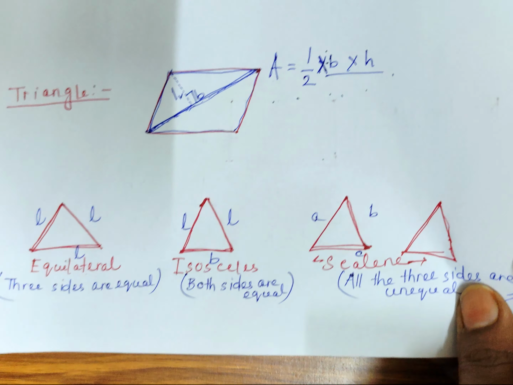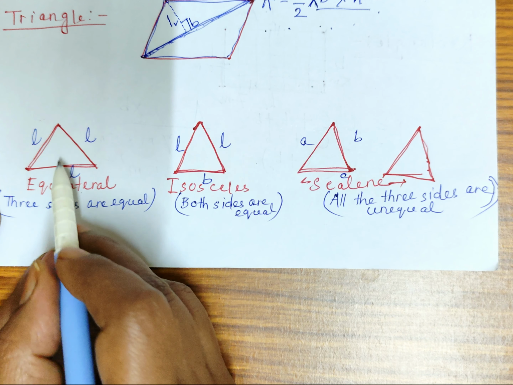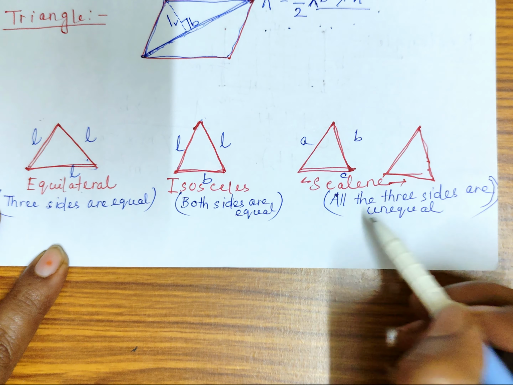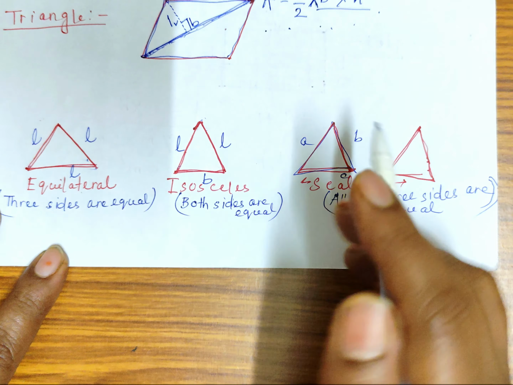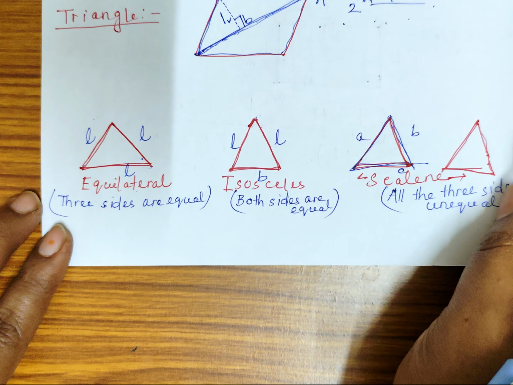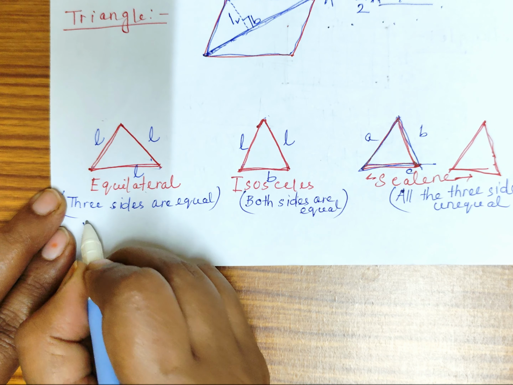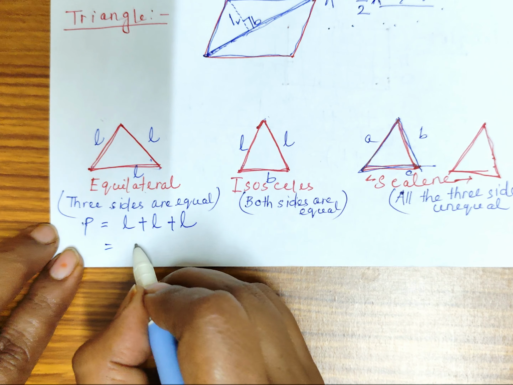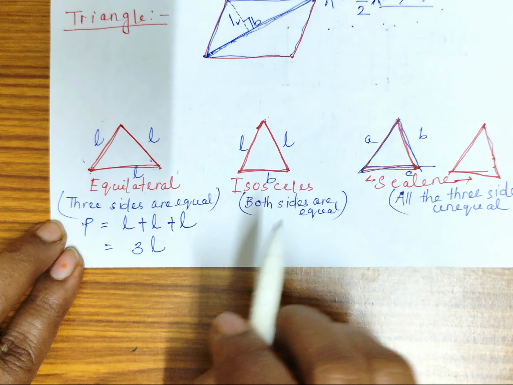Now let's see perimeter. There are three types of triangle. Here we can see equilateral, where all the three sides are equal; isosceles, where two sides are equal; and scalene, where all the three sides are unequal. They are not the same. None of their lengths is the same. In that case, the perimeter will be different, right? So for an equilateral triangle, where the three sides are equal, your perimeter will be L plus L plus L, equal to 3L. That means 3 times the length of the side, because all the three sides are equal.